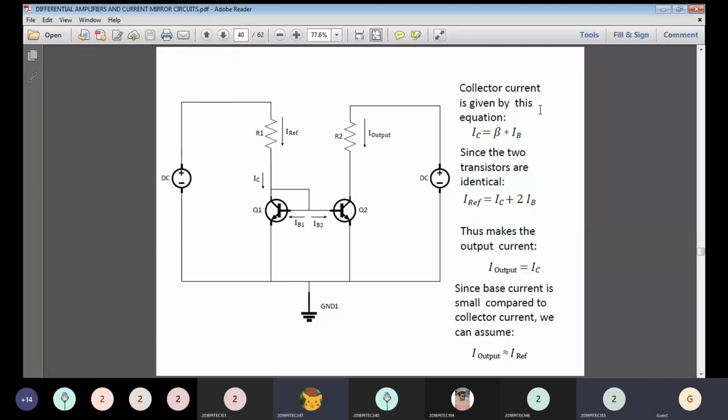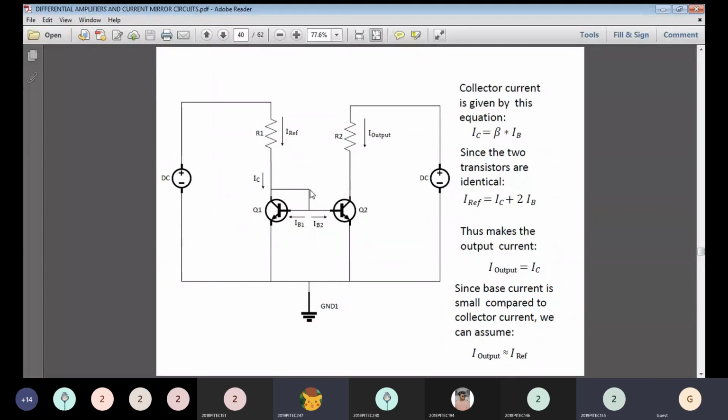From this, we can analyze that the collector current is given by IC. IC is nothing but the basic formula beta IB. Since the two transistors are identical, the reference current IREF is nothing but the collector current IC flowing in this direction plus 2 IB. So the reference current is the sum of the collector current and the two base currents.